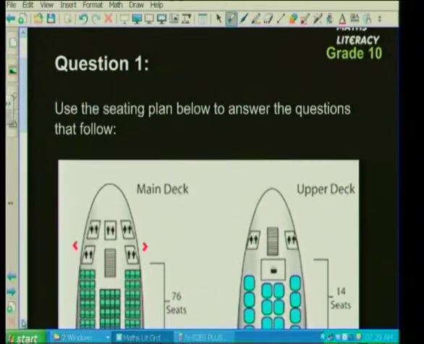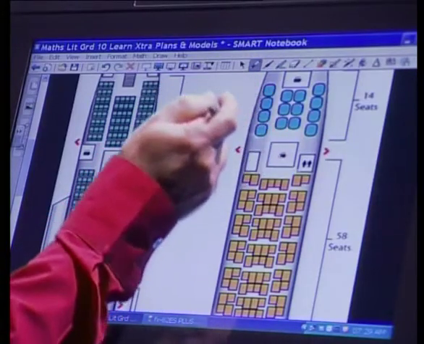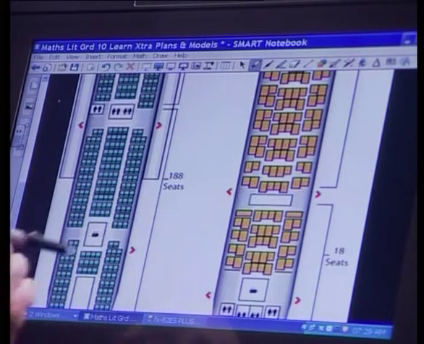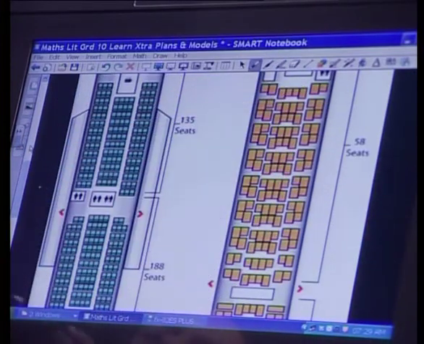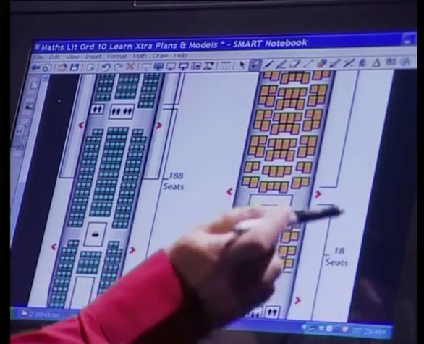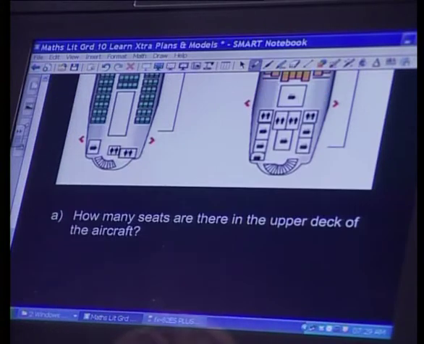Now, they've been very kind to us. We don't have to actually go and count all the seats. They've done that for us on the right-hand side of the diagram. And you can see over here, they've said there's 14 seats in this section over here at the top. Then if we go down a little bit further, we've got 58 seats on this middle section over here. And then we've got a further 18 seats situated in this section over here. So that gives us the entire section of this aircraft.